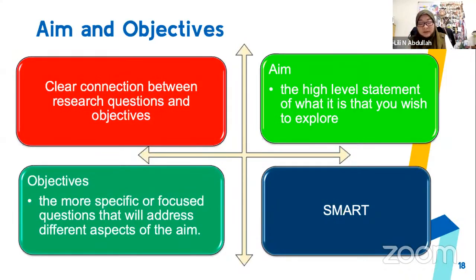And it has to be SMART. What is SMART? I'm sure that all of you know what SMART is. Specific, measurable, achievable, relevant or related, realistic, and of course time bound, meaning that there is a time. 2 years is 2 years, 3 years is 3 years. So this is what we call SMART. It has to be SMART.